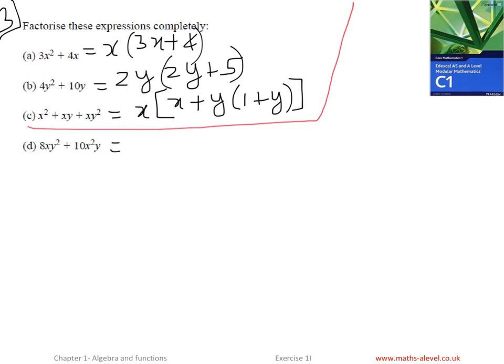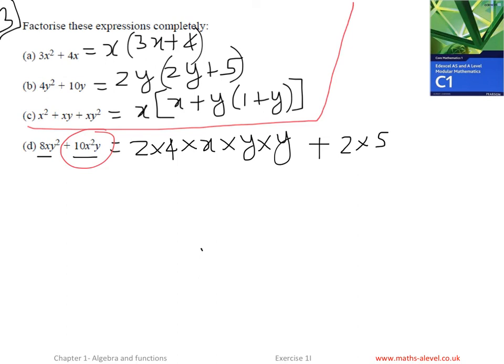Okay, part D. So there are two terms. So I'm going to simplify. First term as follows: 2 times 4, 8, x, y square as y times y, plus, for the second term, I'm going to split 10 into 2 times 5, x square into x times x, last one will be y.